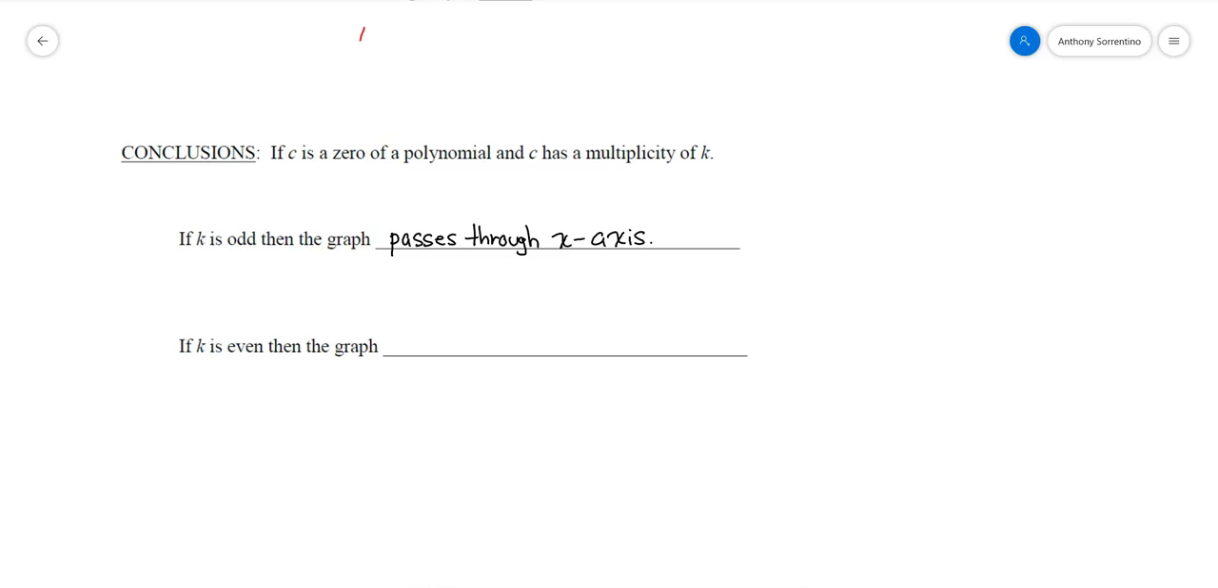Now, I have to judge if it's just going straight through, or if it's leveling off as it passes through and then gets steep again. That'll let me know if it's a multiplicity of 1 versus a multiplicity of 3. If k is even, then the graph is tangent to the x-axis. And both of these I should really say at c, because that's what we're assuming is the value of the 0.